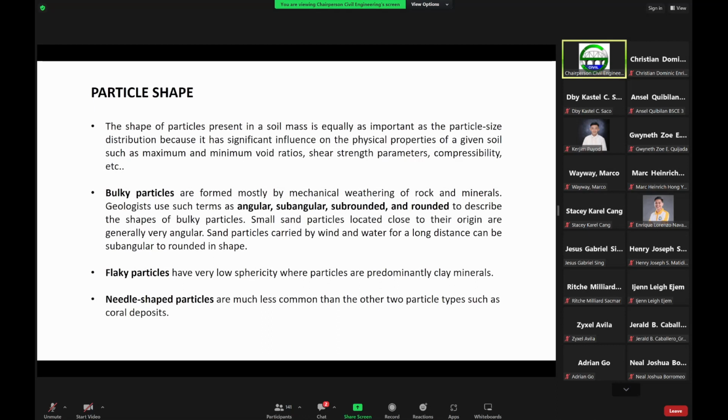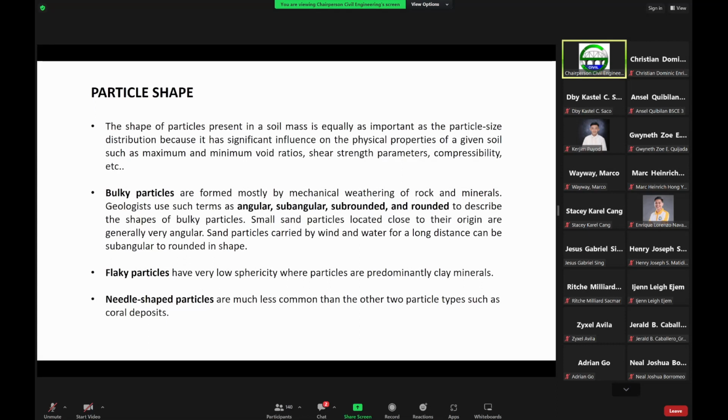Geologists sometimes use the terms angular, subangular, subrounded, and rounded to describe the shapes of bulky particles. Small sand particles located close to their origin are generally very angular. But when the sand particles are carried by wind and water for a long distance, they can become subangular to rounded in shape. That's why in rivers you can see rounded pebbles, because they have been refined by the flowing water, for example.